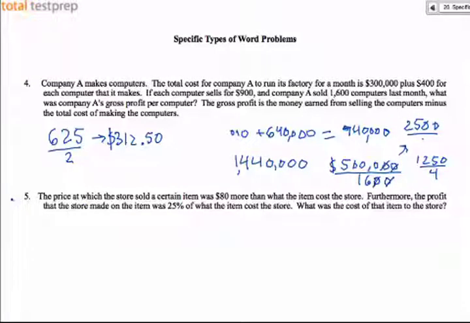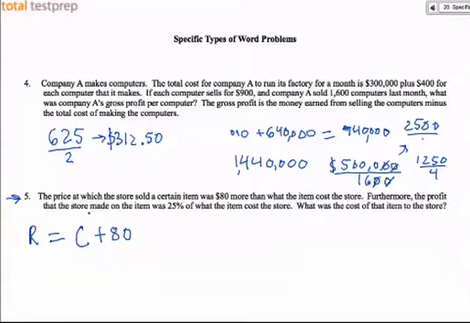Let's take a look at question number 5. The question says the price at which the store sold a certain item was $80 more than what the item cost the store. Furthermore, the profit that the store made on the item was 25% of what the item cost the store. What was the cost of that item to the store? So the price at which the store sold a certain item, that's the revenue. And the revenue was $80 more than what the cost was. So the revenue is greater. That means that we add 80 to the cost. The revenue is equal to the cost plus 80.